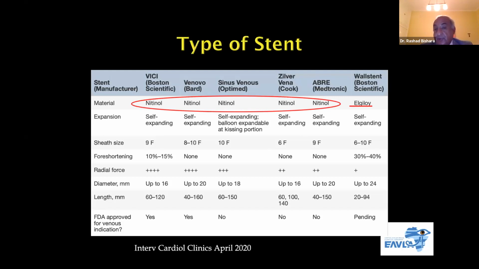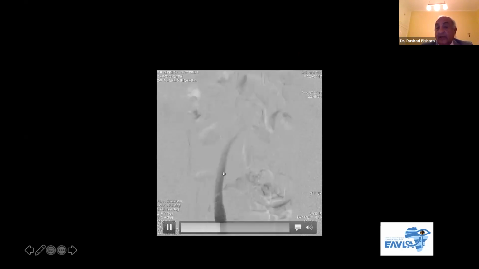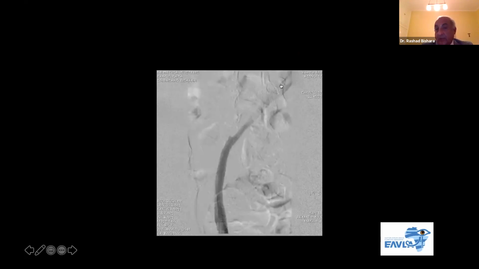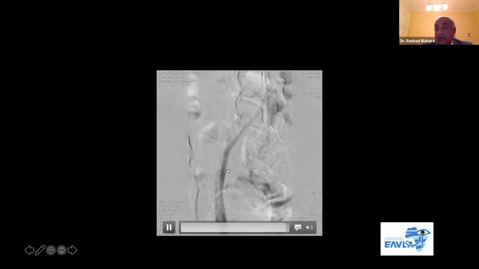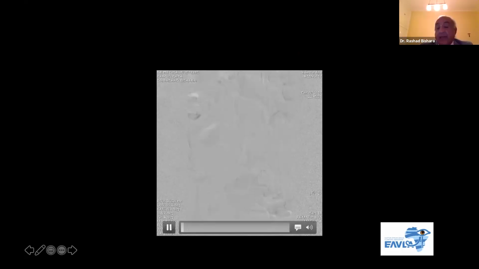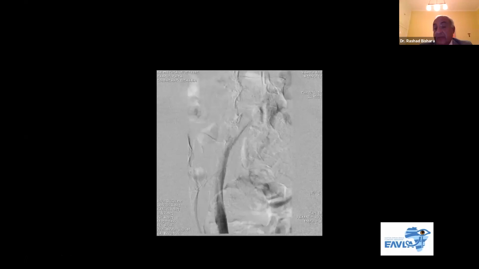That's for a good reason, because of the natural curvature, the natural angles of the iliac vein. That's the external iliac vein, common iliac vein, and vena cava. And there are 2 soft angles, one between the inferior vena cava and the common iliac vein, and the other between the common iliac vein and external iliac vein. Well, nitinol respects these angles, these curves. And that's why all the recent stents have been made of nitinol.